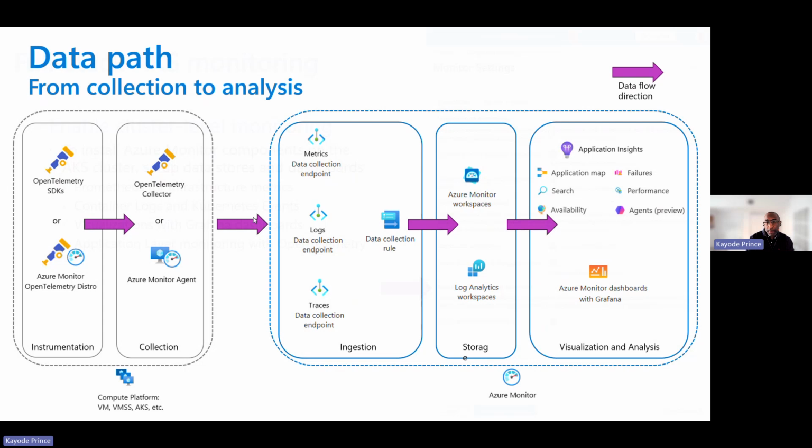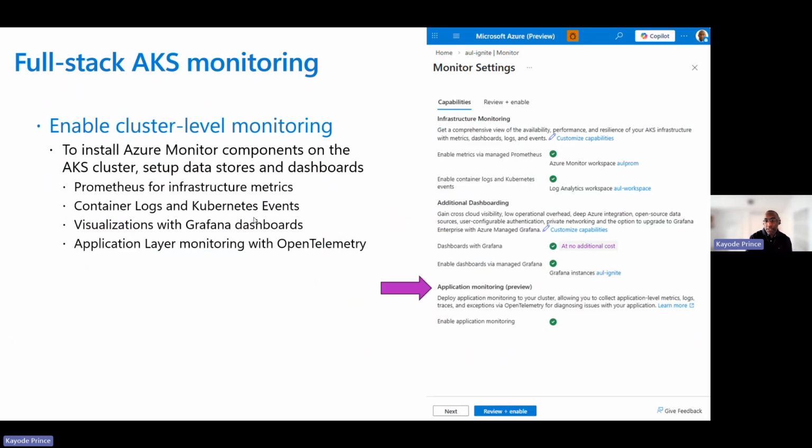So how you set this up on AKS is, first, you need to enable cluster level monitoring. So as part of the AKS cluster, there's a monitoring blade. You go to monitor settings, and we have lots of options here for full stack monitoring. Infrastructure monitoring for your CPU, memory, etc. And those signals are collected and sent to an Azure Monitor workspace. Prom queries, you have your container logs and events sent to LA, your dashboarding options.